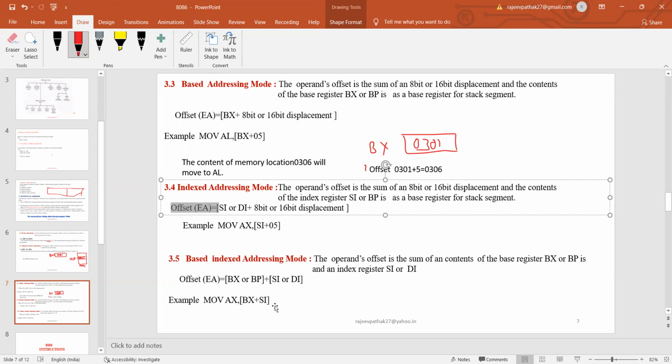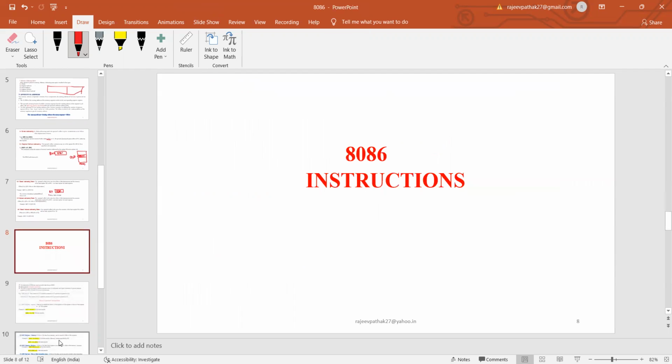So in this way we have to call the data from memory or from a register. Those are called addressing modes. So any doubt in the addressing mode? Any doubt in the addressing mode?